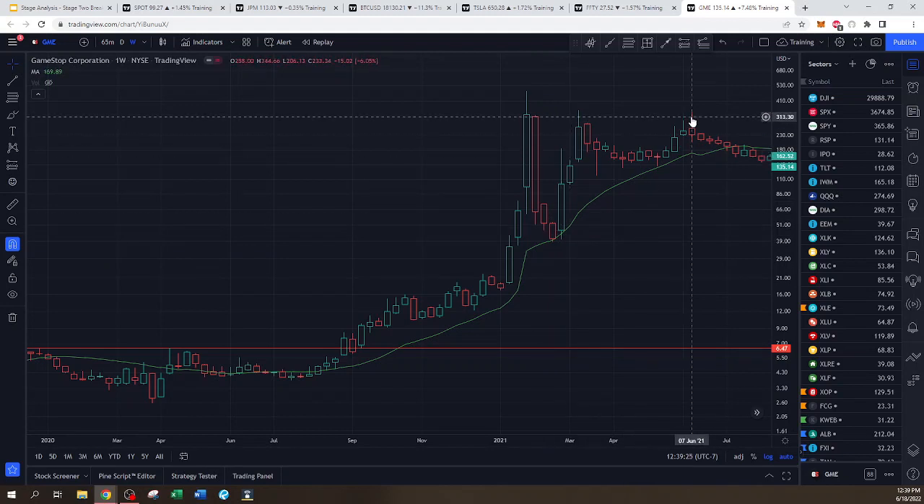We come all the way back up to that $310 level. And you've got to really trust the slope of that moving average. As bad as things may seem, you just got to hold firm here because that slope is still moving up.